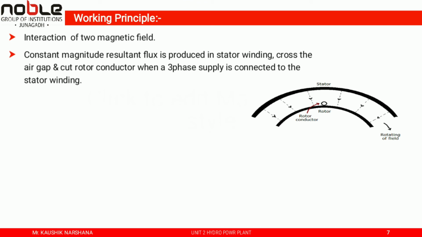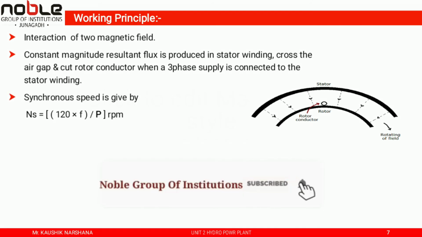They cross the air gap and cut the rotor conductor. When a three-phase supply is connected to the stator winding, the stationary flux rotates in the clockwise direction at a synchronous speed. So what is synchronous speed? It is the speed at which the stator magnetic field aligns with the rotor magnetic field, and it's given as 120 F by P, where F is frequency and P is the number of poles, and speed is generally measured in RPM, revolutions per minute.